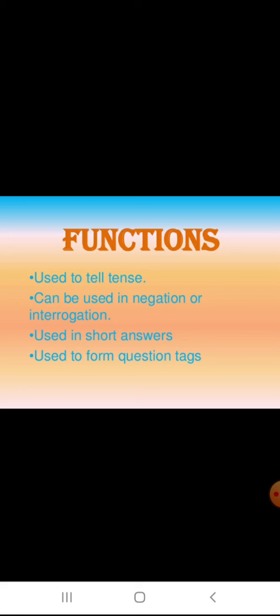What are the functions of auxiliary verbs? Used to tell tense, whether present tense or past tense. Can be used in negation or interrogation. We can use them to make a negative sentence or an interrogative sentence. Used in short answers. Used to form question tags. There are three kinds of auxiliary verbs: primary auxiliaries, modal auxiliaries, and semi-modal auxiliaries.